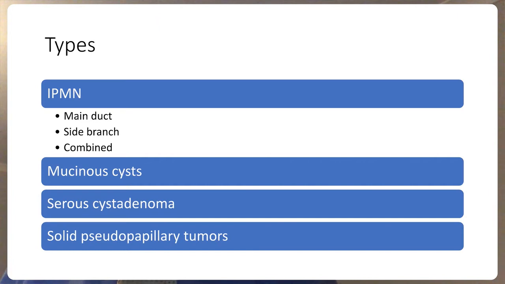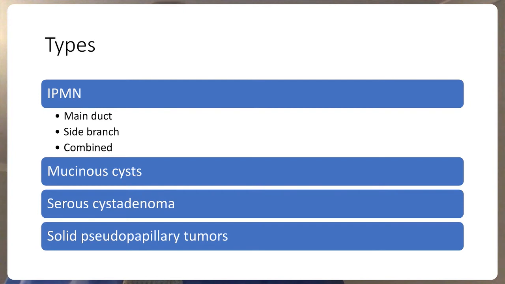The other one is a serous cyst adenoma. Now this is called the grandmother cyst because it happens in women usually in their 50s, 60s onward. They are totally benign lesions, and there are no documented cases of transformation of serous cyst adenoma into malignancy. So if they are not symptomatic, they will be left alone.